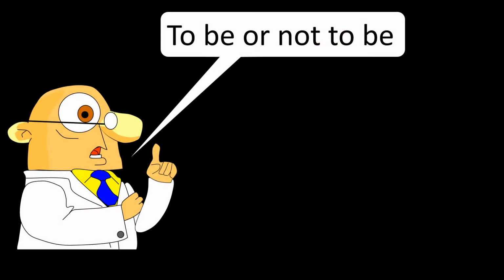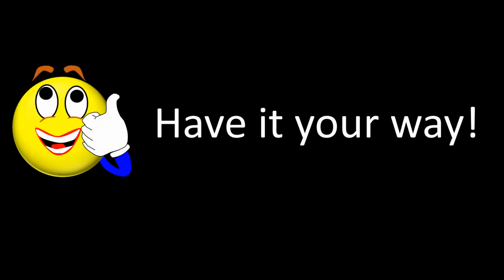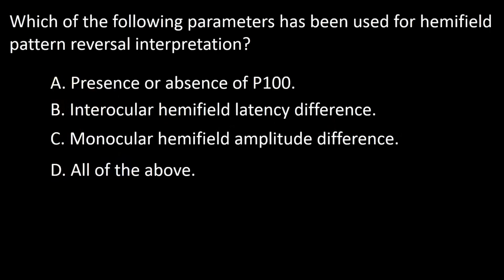Absence abnormal, presence normal is the simplest and most reliable parameter for hemifield interpretation if you want to avoid calling abnormal studies in the presence of normal MRIs. The bottom line is that all these three parameters have been used by different authors to interpret hemifield pattern reversal visual evoked potentials. So, the answer to this question is D.